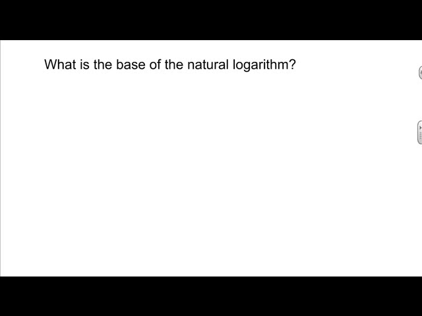Now that we know some calculus, we can come at this from a different direction and verify that the base of the natural log is the number e. So let's start this way. Let's think of the natural log of x as log base b of x, and we are trying to figure out the value of b.